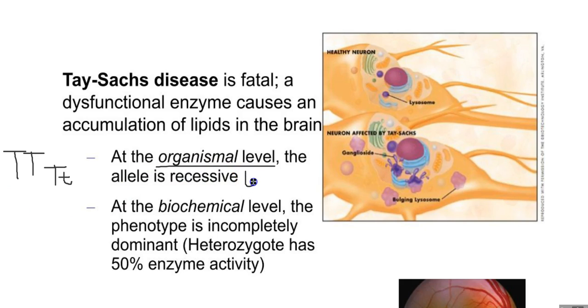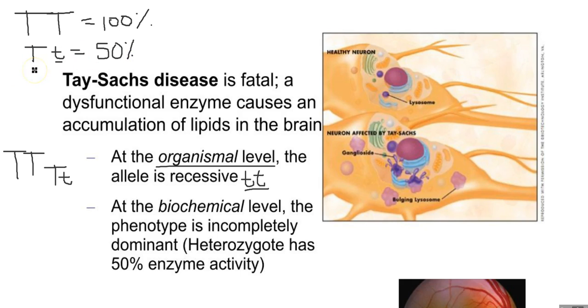You're only going to show that lethal phenotype if you're homozygous recessive. However, if we look at the biochemical level, what we notice is that if you are homozygous dominant, your enzymes that remove those lipids are working at 100%. If you have two alleles that are different, you're a heterozygote, those enzymes are working at a 50% capacity because this dominant allele makes a functional enzyme, this recessive allele makes a non-functional enzyme. So only half of your enzymes are functioning, but 50% is good enough to get rid of those lipids that accumulate in the brain. But we're showing an incomplete dominance here at the enzyme level. And then finally we would have the homozygous recessive individual, and those enzymes don't work at all.